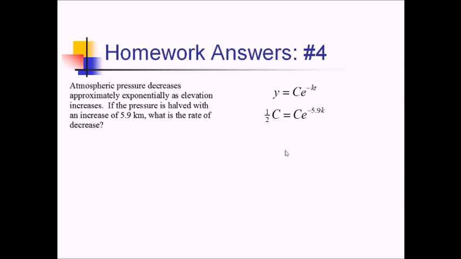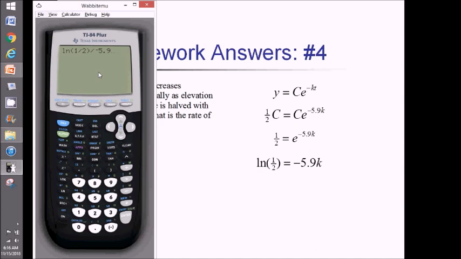Dividing both sides by C, we can now ln both sides to get the K out of the exponent. So we have ln of 1/2 equals negative 5.9 K. We're just solving for K, so let's divide by negative 5.9. So ln of 1/2 over negative 5.9 equals about 0.117.